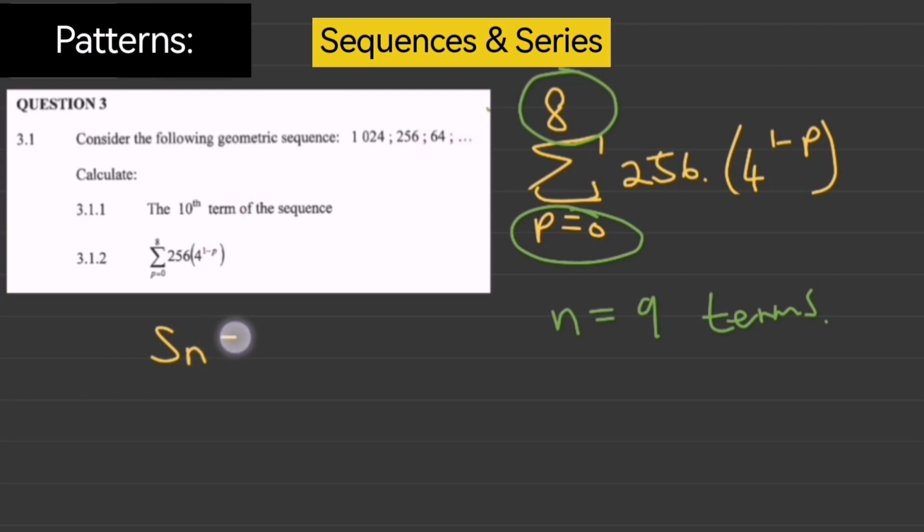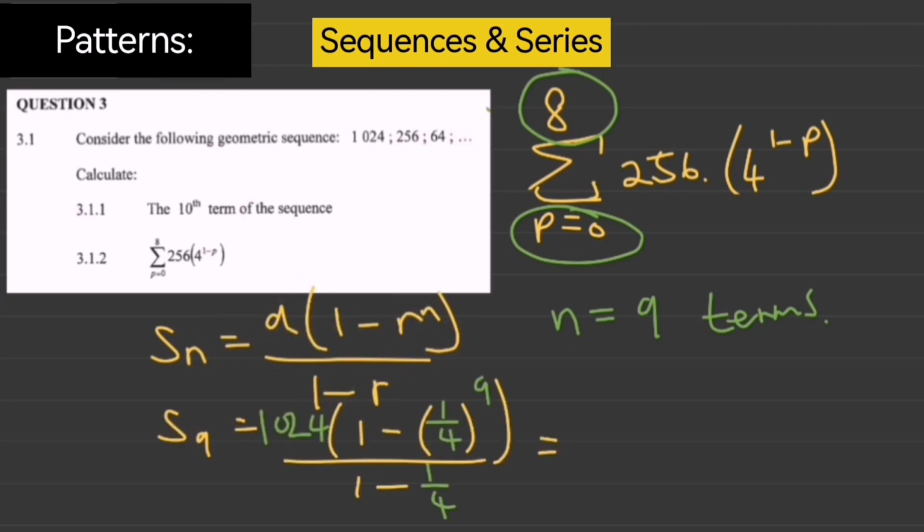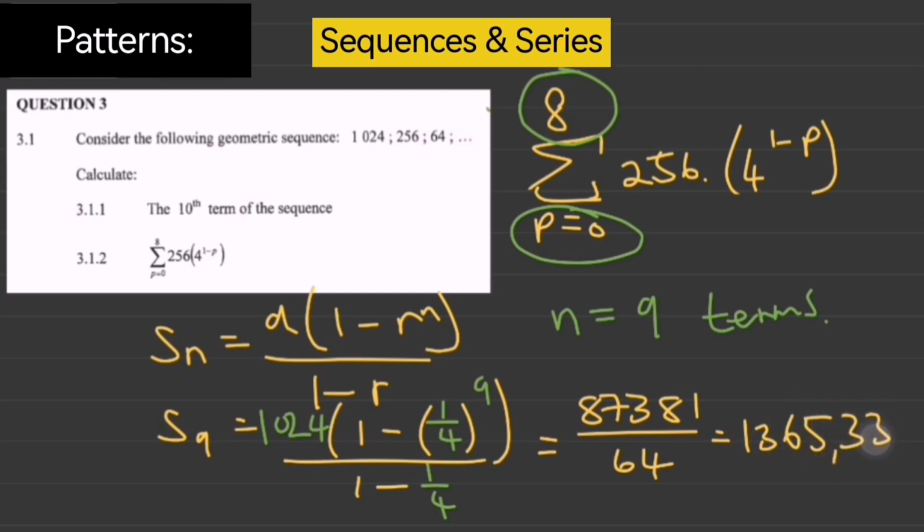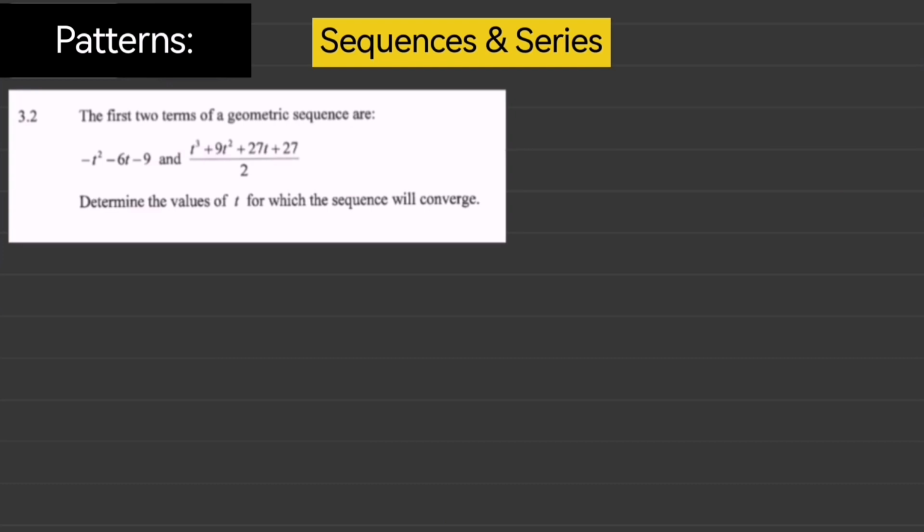So when we use the sum formula, we substitute in, and the answer is equal to 87,381 divided by 64. This converted to a decimal is 1365.33 approximately. Now this is a very popular question.